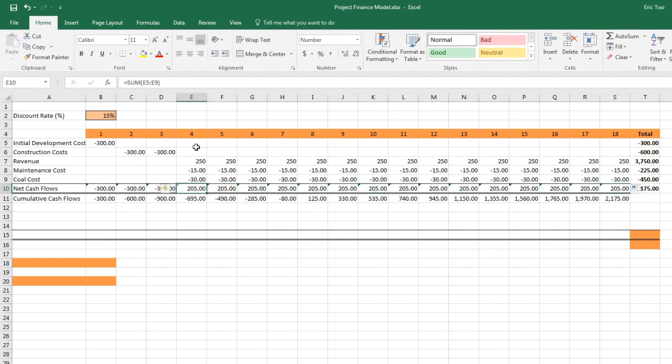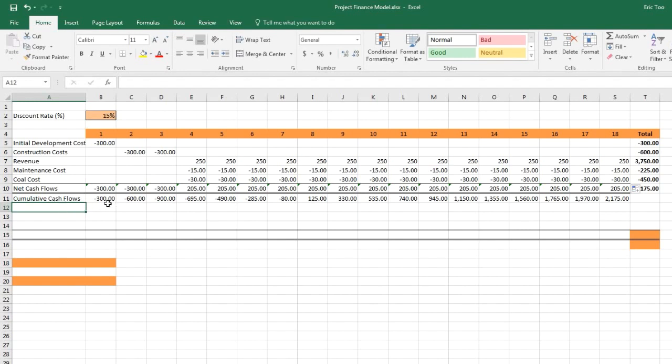So for example, in year 4, you can see that we are adding up E5 to E9. In this particular year, we received 250 million, but it costs us 45, so the net cash flow is 205. So from year 4 to 18, we have the same amount of cash inflow and outflow. Then the net cash flow is the same, so you can copy the formula across.